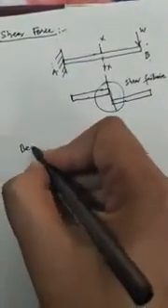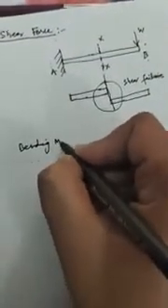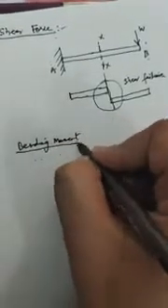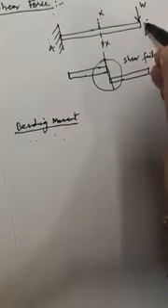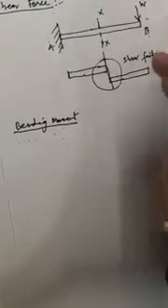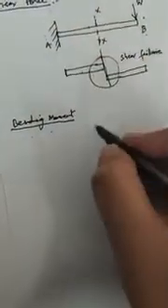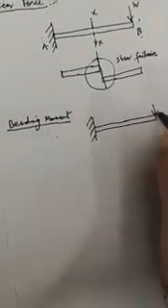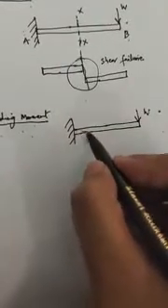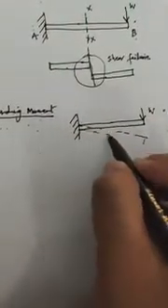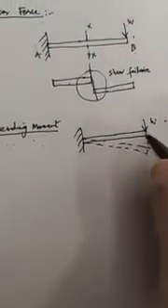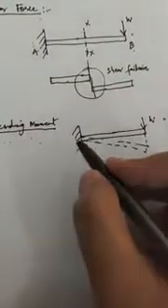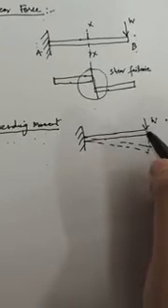Next is the definition of bending moment. By bending moment we mean the perpendicular force acting on a beam. The tendency of the perpendicular force is also to bend this beam like this. This force is acting at point W. The tendency of this force is to bend this beam. And how much bending takes place at any point is said to be the bending moment.